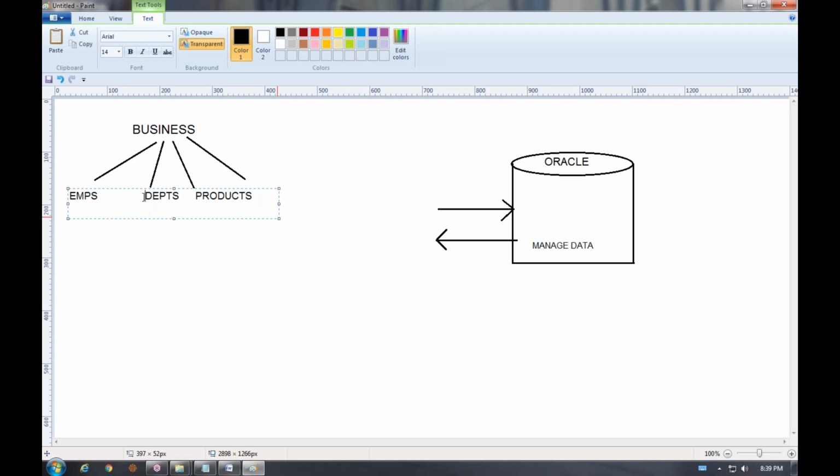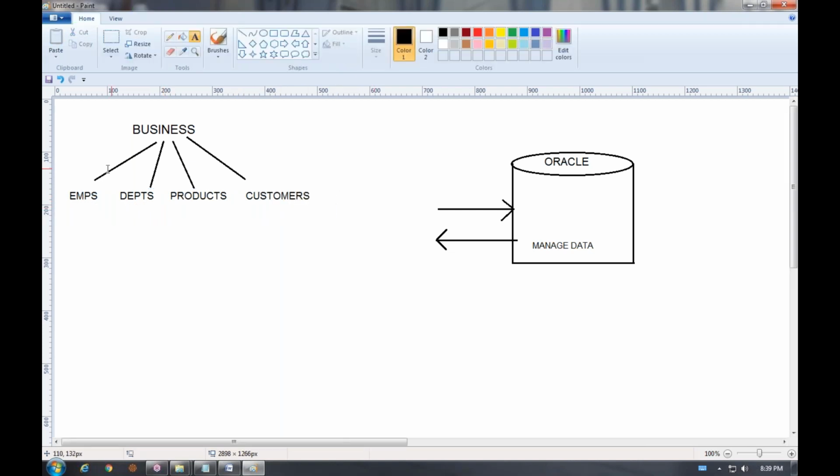And the next one is, business is having customers. So these are called as business entities or business objects. From each object, data will be generated.